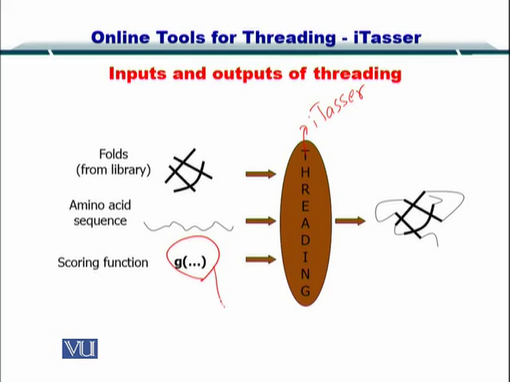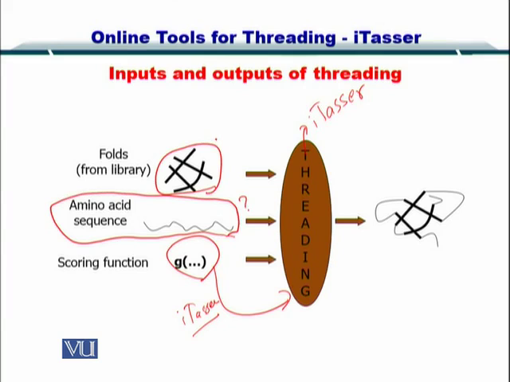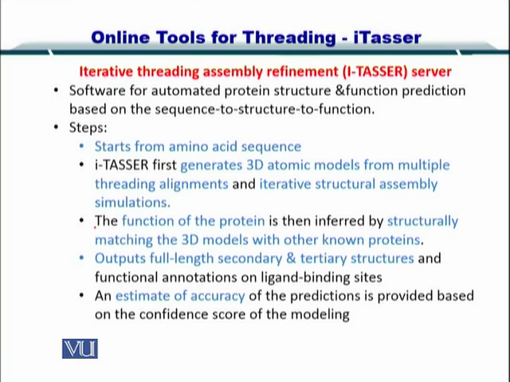The scoring function will be the one that is developed by the ITERA team at the Zhang Lab. And you will just have to input the amino acid sequence. The fold libraries are of course public and available. ITERA will output the predicted structure, the tertiary structure for the sequence that you have here. So let's take a look at a step-by-step for what ITERA stands for and what it does. ITERA is simply the Iterative Threading Assembly Refinement server.